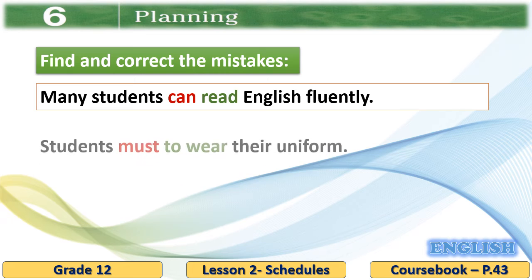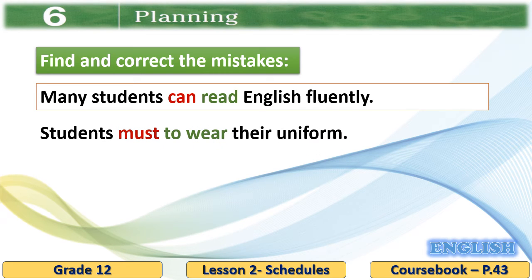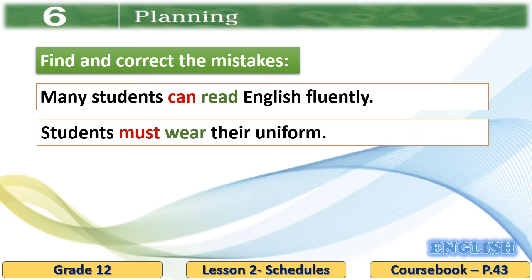The second example is: students must to wear their uniform. Again, is the sentence correct? The answer is also no. There is a mistake here. The modal verb must, again, is followed by to wear. Now, to wear is not a bare infinitive. It is a full infinitive verb. So what we have to do is to cancel the to infinitive. So the correct shape of the sentence is: students must wear their uniform.